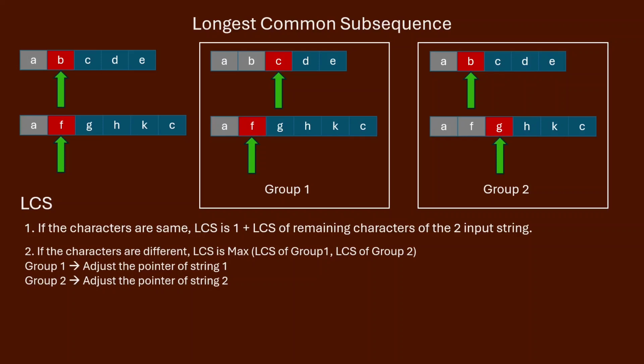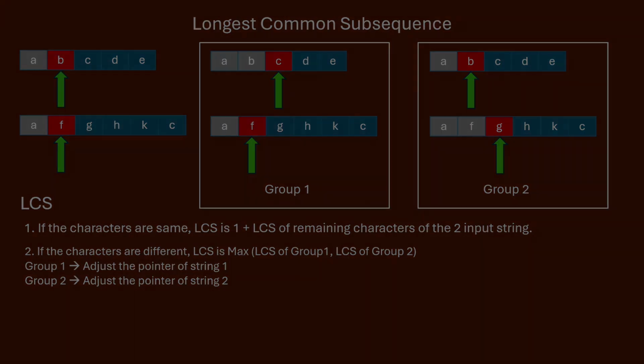Again, group 1 is identified by adjusting the pointer of the first string, and group 2 is adjusting the pointer of the second string. So just to summarize, if the characters are same, then it is 1 plus longest common subsequence of remaining characters of both the strings. So we are just going to adjust the pointer for both the strings. If the characters are different, then we are just going to adjust one of the pointers and then find the max of both the groups. This will be clear once we implement the problem.